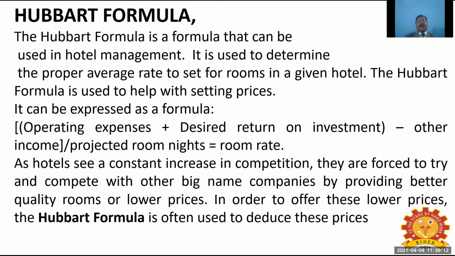The another method of cost price technique is your Hubbard formula. This is the standard method. Most of the hotels in the globe try to use this method. The Hubbard formula is a formula that can be used in hotel management for fixing the room tariff. It is used to determine the proper average rate to set for rooms in a given hotel. It can be expressed as a formula: operating expenses plus desired return on investment minus other income, divided by projected room nights, will give you the room rate for your hotel.